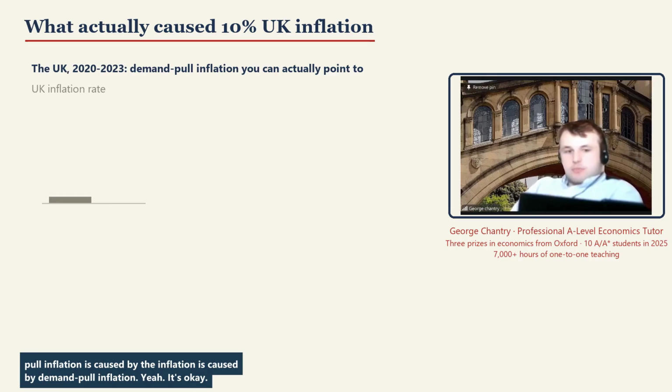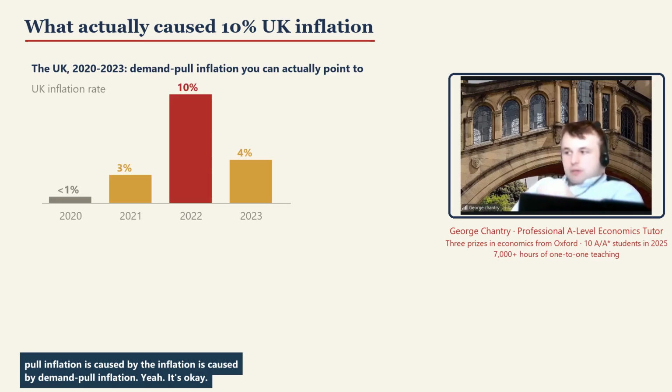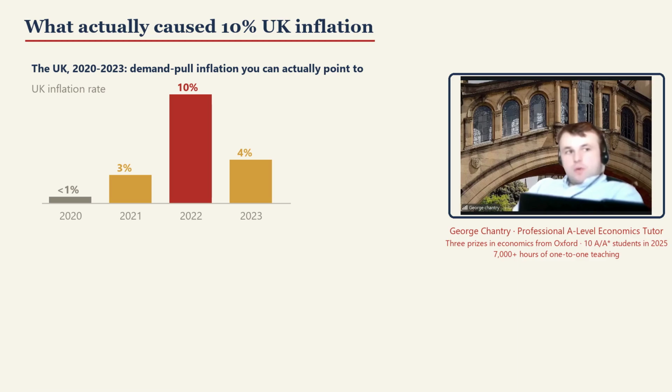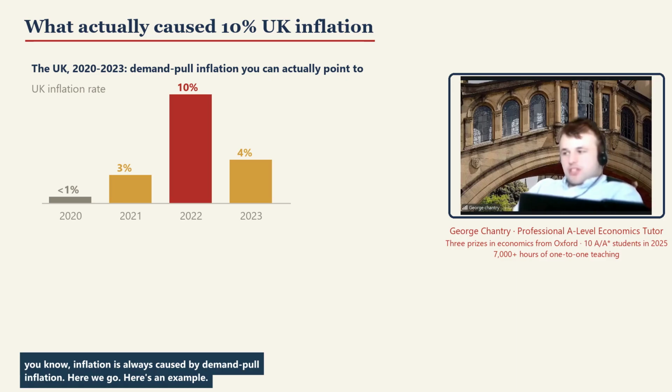Demand pull inflation is caused by a rise in aggregate demand. Therefore, you should explain the consequence, right? Demand pull inflation means the price level goes up, PL to PL1. And then tell the examiner, therefore, this is demand pull inflation.